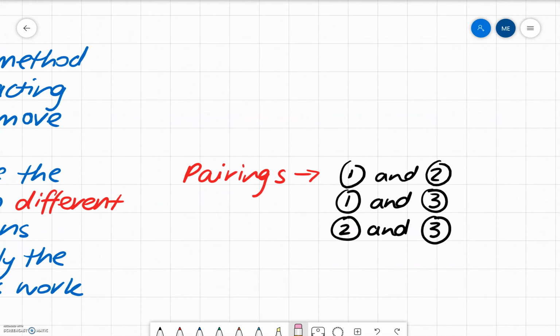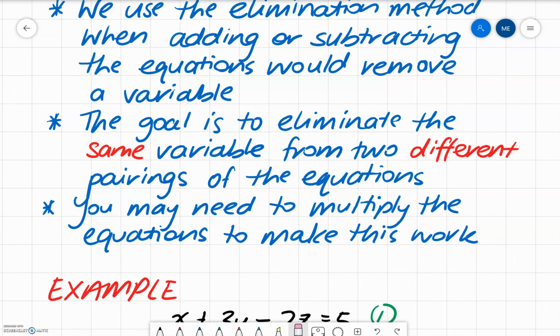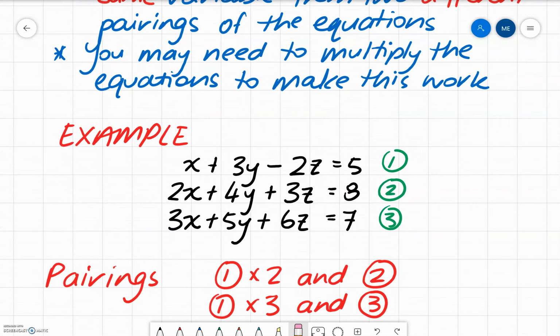And by pairings, I mean pairing like 1 and 2, 1 and 3, or 2 and 3. And sometimes you may need to multiply the equations to make this work. The example that we're using is from the Walker book on page 15, and these are the three equations here.